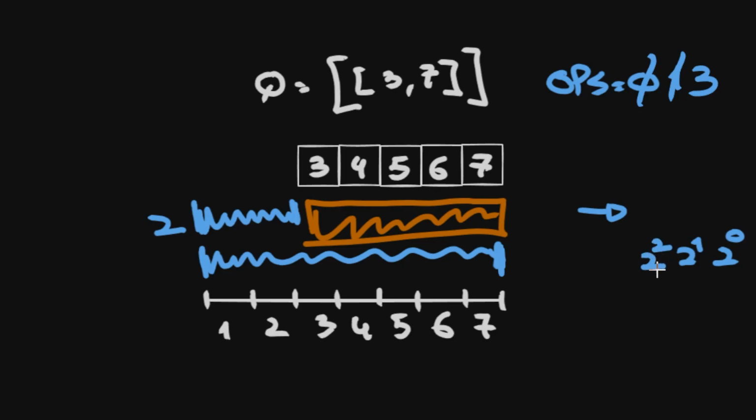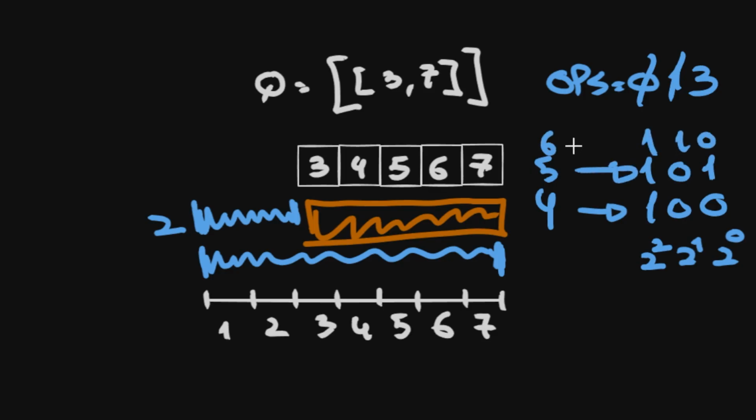Now we can move to the next base, meaning 2 times 2, or 2 to the power of 2. And this is 4. 4 in binary is 1, 0, 0. Now, how many numbers do we have with 3 bits? Well, let's see. We have 4, 5, which is 101. This is 5. We have 6, which is 110. And we have 7, which is 111.